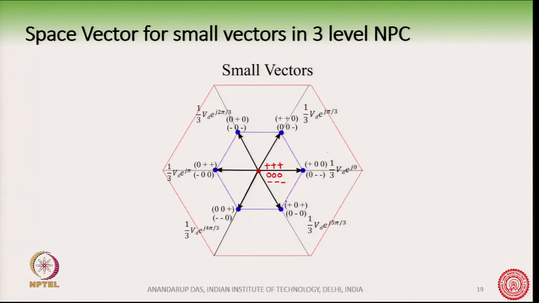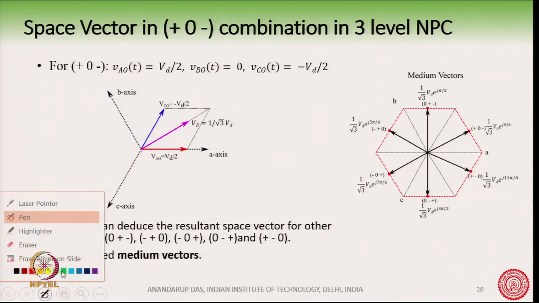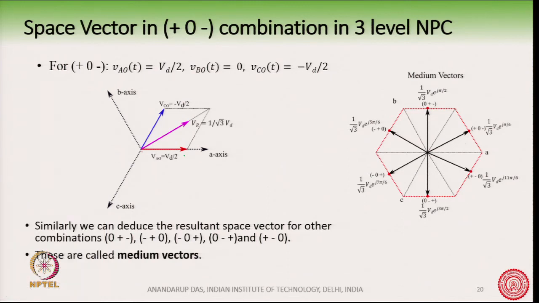Okay. Now, let us take some other combination by which we will be able to reach the outer hexagon. Okay. So, let us take a combination, say plus 0 minus. If I take a plus 0 minus combination, I can then draw the resultant. Okay. So, plus 0 minus means on the A axis, so let me take a different color, on the A axis this is Vd by 2, because it is plus on the A axis. So, VA is Vd by 2.